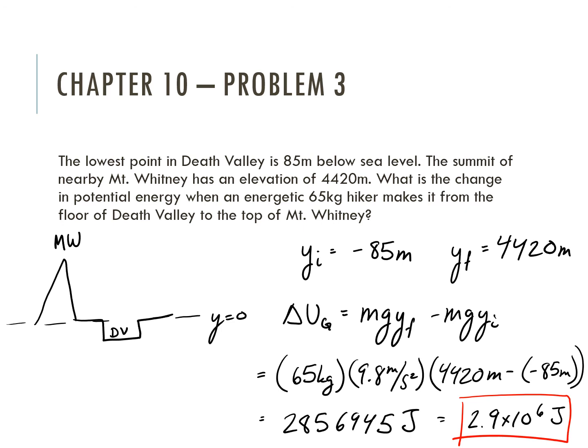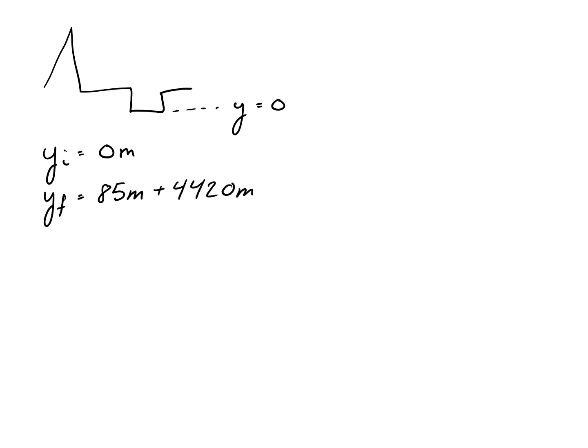So let's talk about the other cases of where we can set y equal to 0. Here we have, again, a really rough image of what this looks like. Let's say that I wanted y equal to 0 to be the bottom of Death Valley. Well, that would mean that my initial position is 0 meters. And the final position is going to be the 85 meters I need to get up to sea level, plus the 4,420 meters I need to climb Mount Whitney. So that'd be 4,485 meters. So the values overall end up being the same when it comes to my final gravitational potential energy. It's just I needed to do a little bit more work with setting up my final height value.